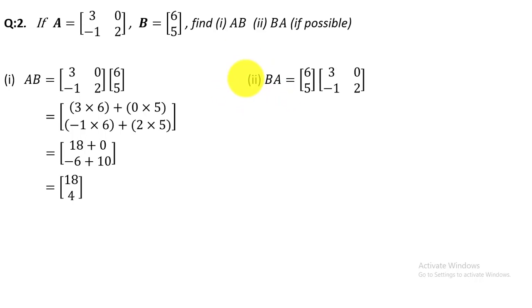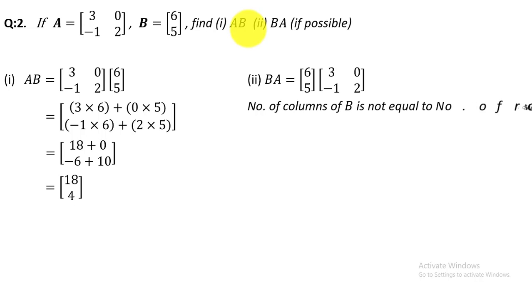Second, B times A. The number of columns of B is not equal to the number of rows of A. So it is impossible.